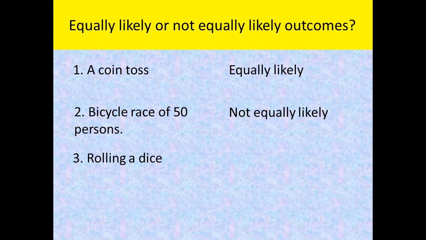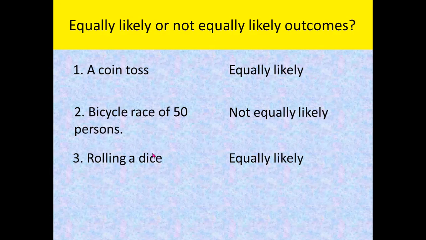Equally likely. That's correct. Why? Because a dice has the same sides. So it has equal sides. When you roll a dice, the chance that you can get one, two, three, four, five, or six is the same. So they are equally likely.